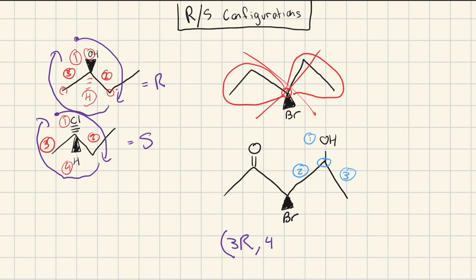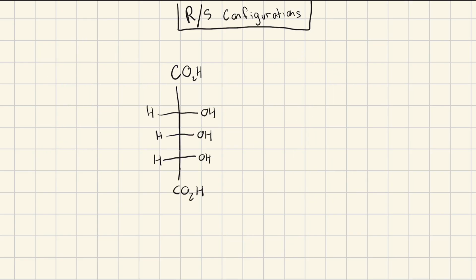That's not shown. To get from 1 to 2 to 3, now we're going counterclockwise. Counterclockwise is the S configuration, meaning that this center is going to be a 4S. This molecule is going to be 3R,4S. Let's look at one more example, this one being a Fischer projection.